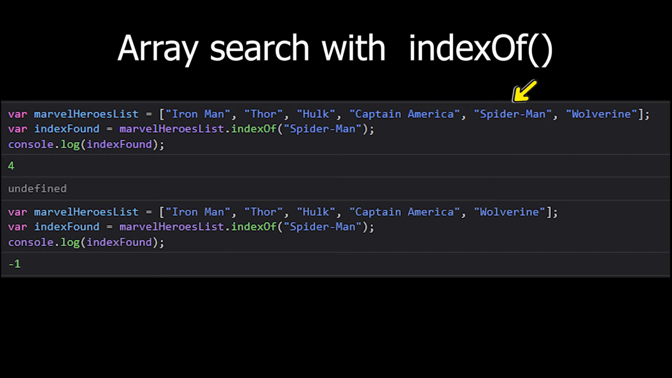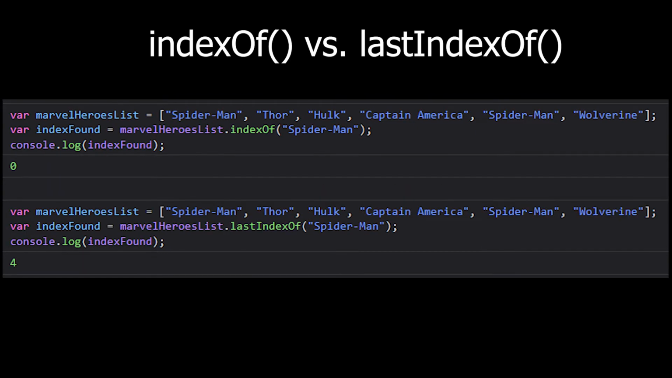Now let's look at searching for a value in an array. If you want to see if Spider-Man is in the Marvel Heroes list, then pass the value Spider-Man to the indexOf function. If Spider-Man is found in the array, then the function will return the index where the value is found. If it doesn't find Spider-Man, then the indexOf function returns a -1. It's important to note that the indexOf function returns the index of the first occurrence of where the value is found. If there are multiple occurrences of Spider-Man in the Marvel Heroes list, then the index of the element where Spider-Man is encountered first will be returned.